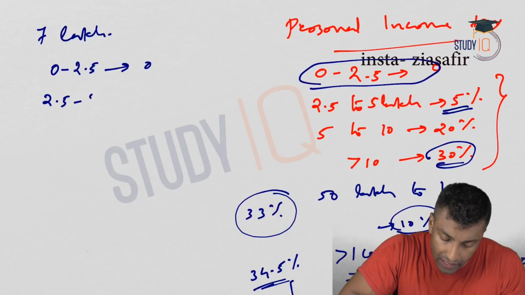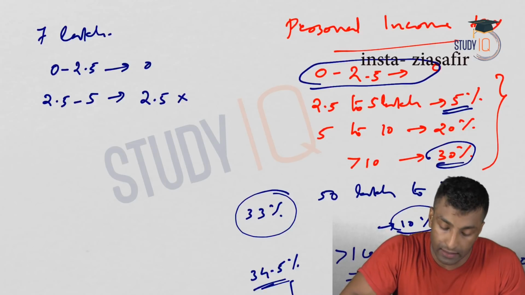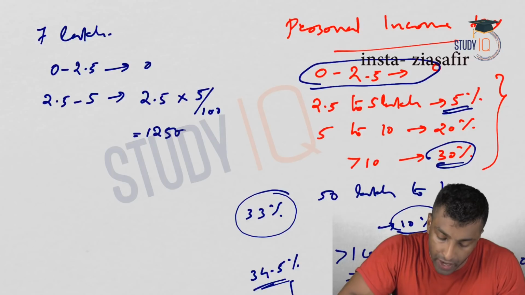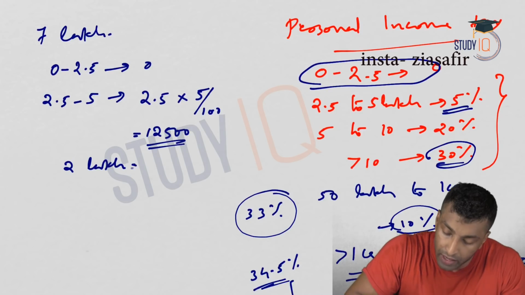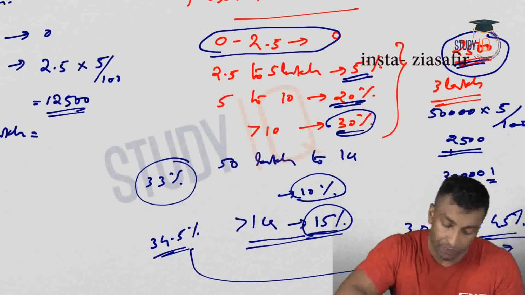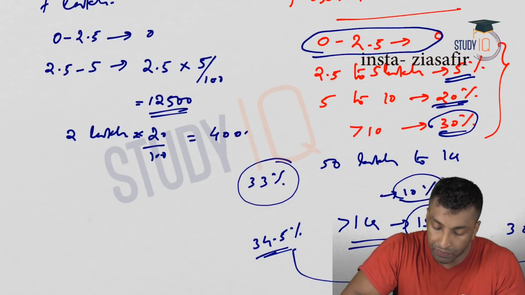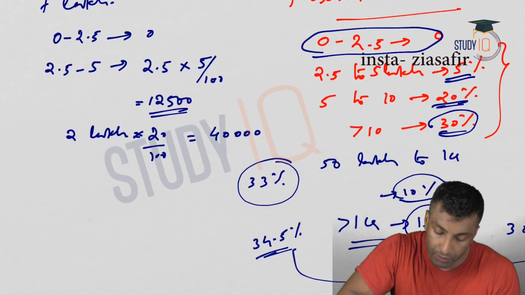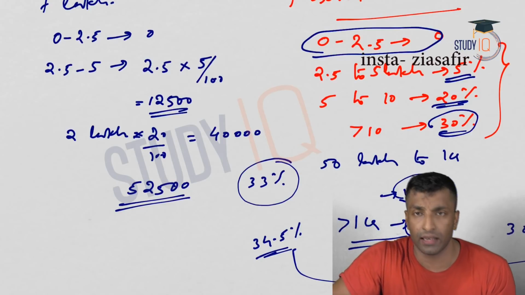Then 2.5 to 5 lakh, that means this 2.5 lakh you need to pay tax at the rate of 5%. So you will be paying around 12,500 for this 2.5 lakh. And the next 2 lakh, how much you need to pay? You need to pay at the rate of 20%. So when you calculate at 20%, you need to pay 40,000 as the tax for the rest of the 2 lakh, which is above 5 lakh. So the effective tax burden for you will be 52,500 in this case if your income is 7 lakhs. So I hope that is clear.